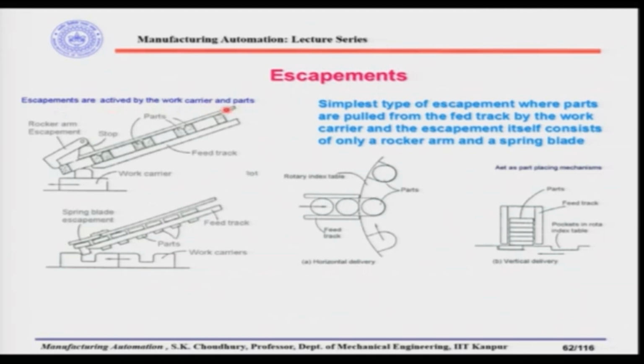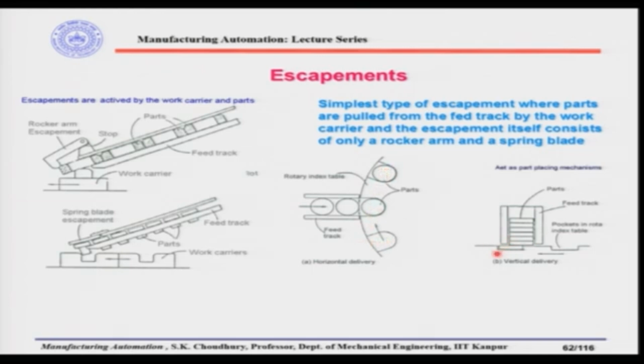All right. Let us see here. Here these are the two line diagrams. These line diagrams are given for the feed track here, and this is the rotary indexing table, and the feed track is connected directly to the rotary indexing table. Simplest type of escapement where parts are pulled from the feed track by the work carrier. All right. So, these are the feed tracks, and the parts will be pulled by the work carriers which are located here on the indexing table.